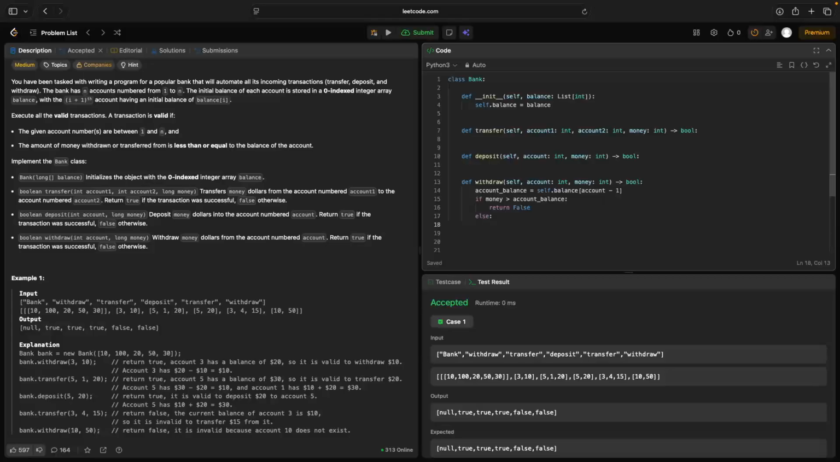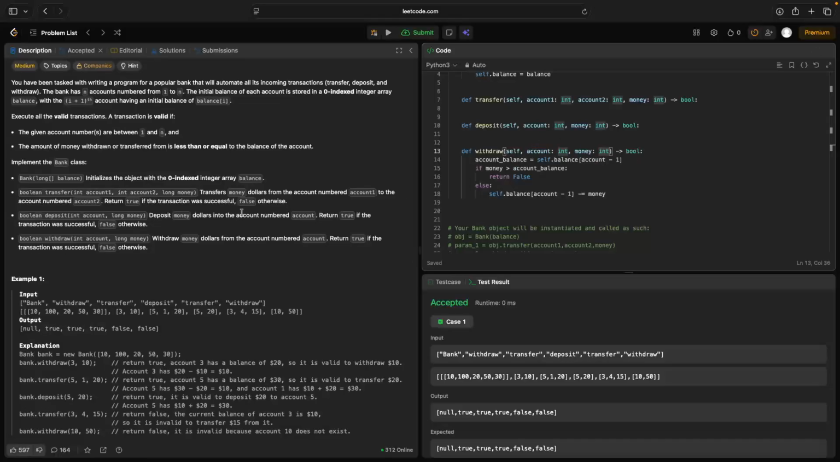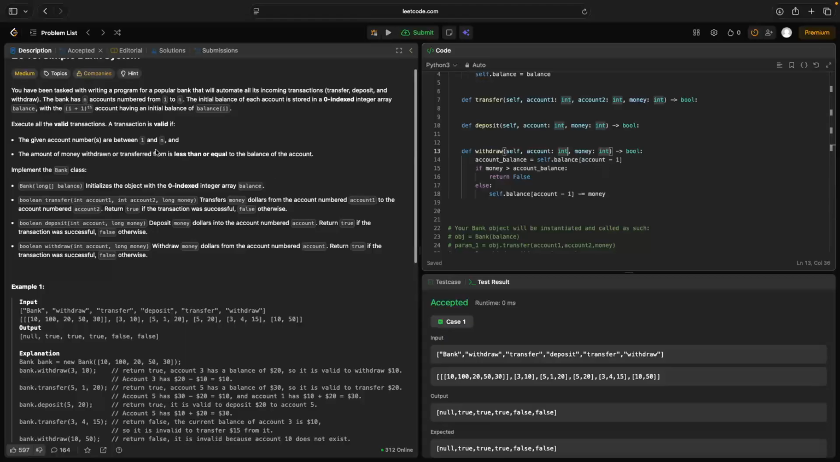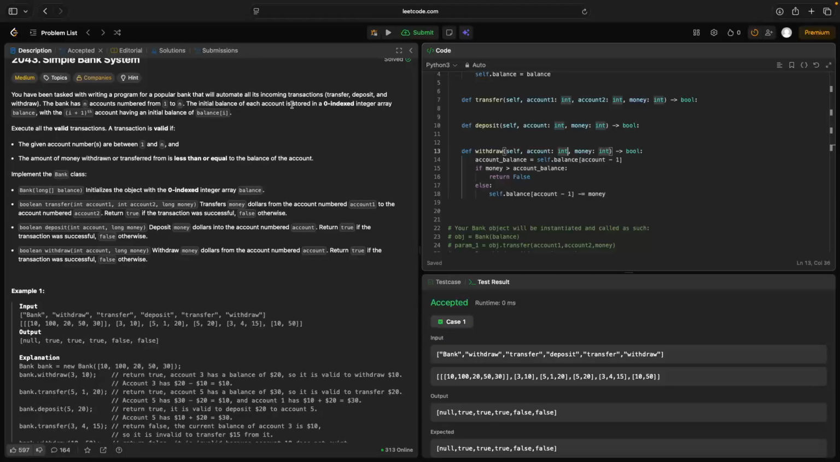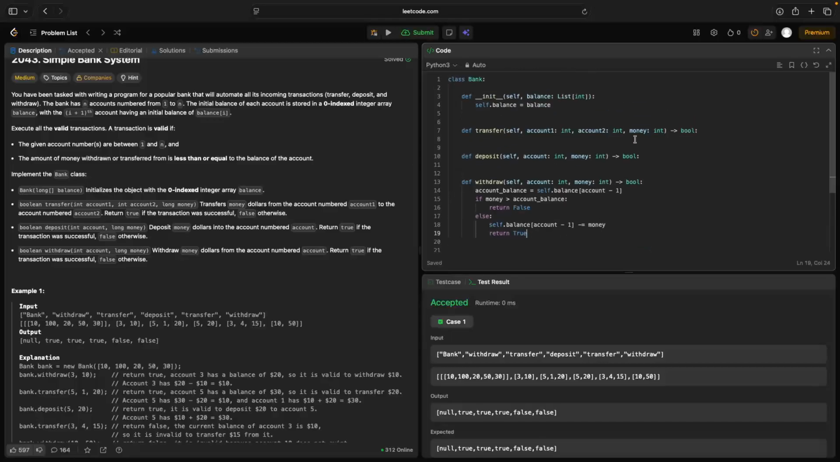Otherwise, we can withdraw from the account, and we can set the balance to be equal to the balance subtracted by the money. And we have to do account minus 1 because account is the index, and since the given account numbers are between 1 and n, and the initial balance of each account is in a zero-index integer array, we need to subtract 1 to make sure it is zero-index. And once we withdraw the money, we can then return true.